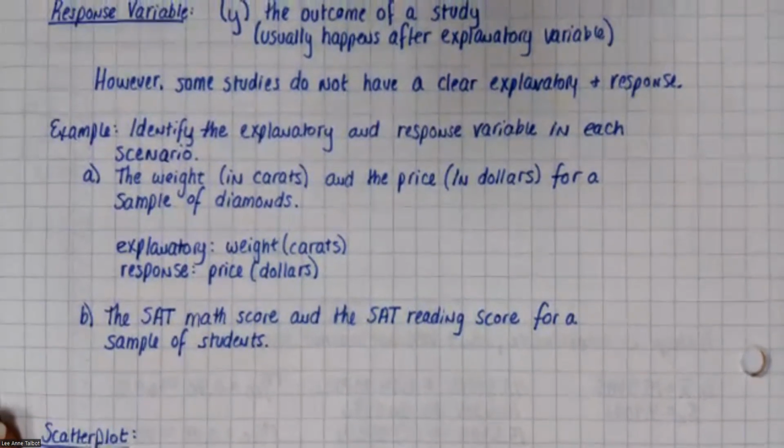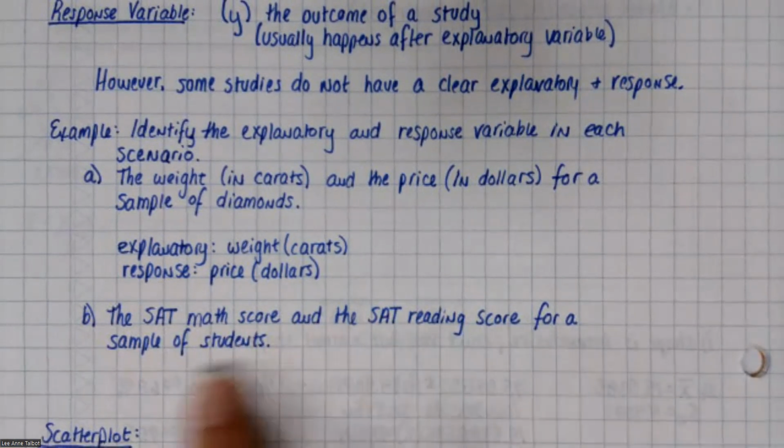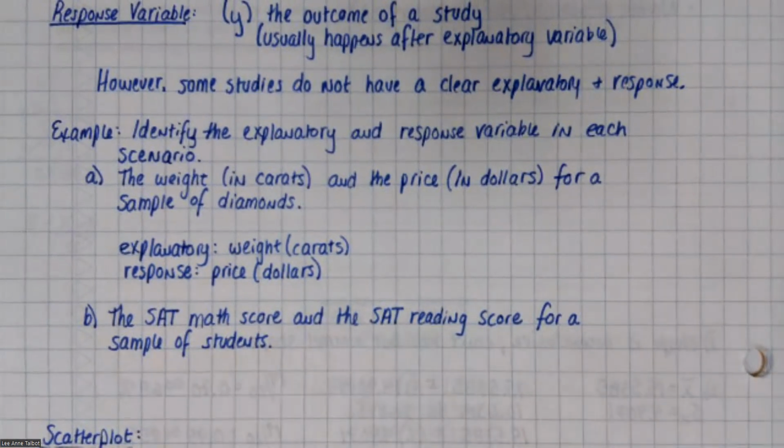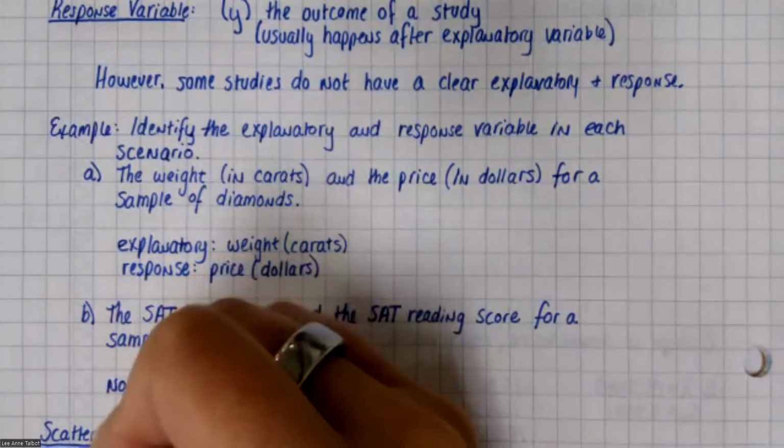Okay, fun, interesting example. The SAT math score and the SAT reading score for a sample of students. Does the math score determine the reading score, or does the reading score determine the math score? Neither. They don't really, one doesn't determine the other, one doesn't cause the other. You could actually argue that they're not correlated at all. No clear explanatory or response.